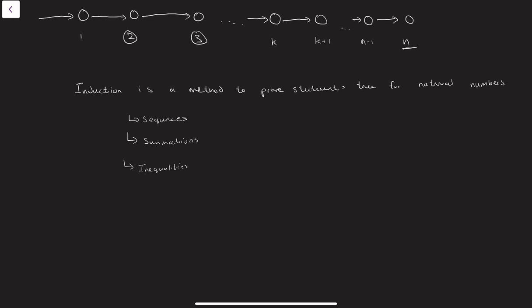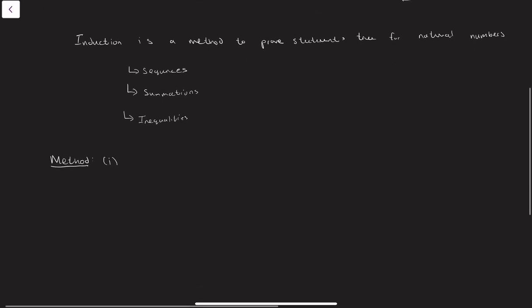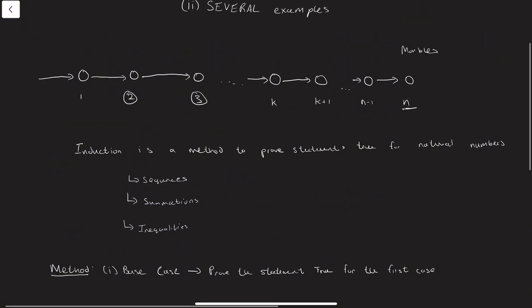Well, the method involves 3 steps. So your first is your base case. What you do is you prove the statement true for the first case. So essentially, if we look at our marbles instance, we look to see if we hit the first marble, will that hit the second one? And if that is true, then we proved the base case. It works for the first marble.